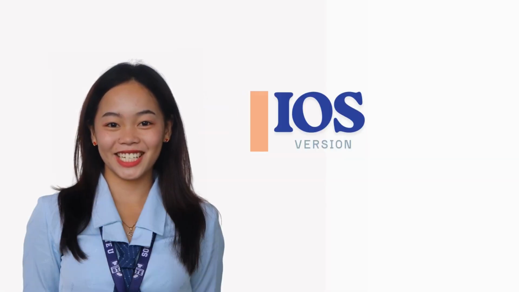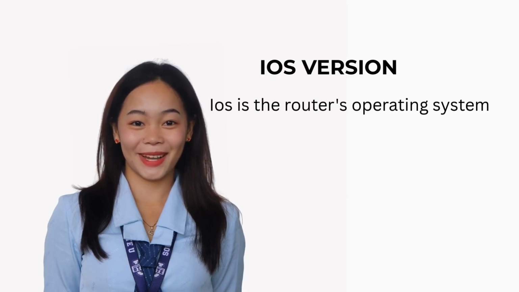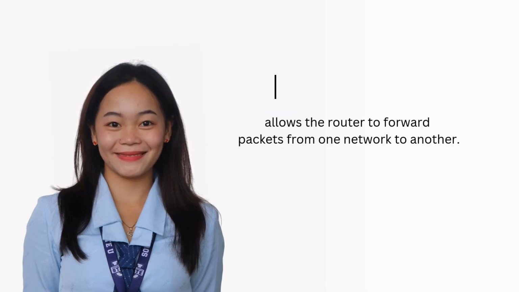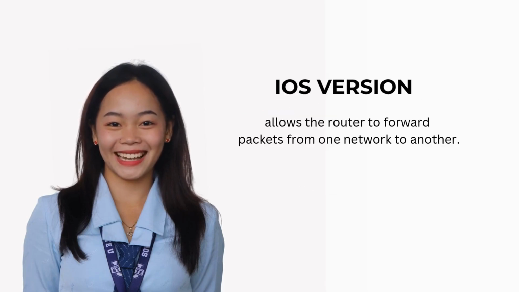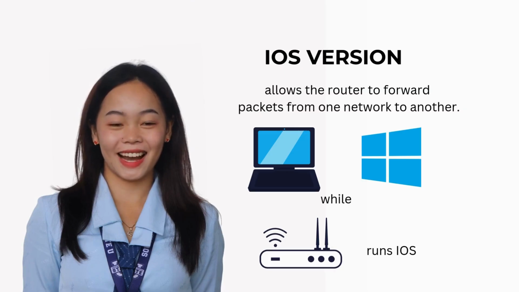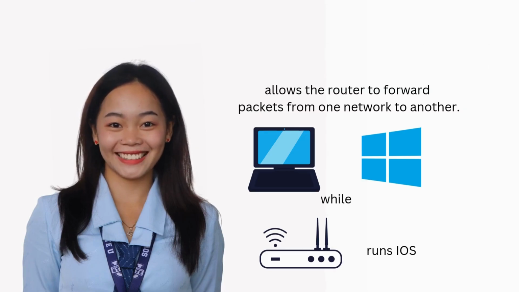1. IOS version. The IOS is the router's operating system. It's just like Windows or Linux on a computer. This is what allows the router to forward packets from one network to another. If your computer runs Windows to open apps, a router runs IOS to move packets.